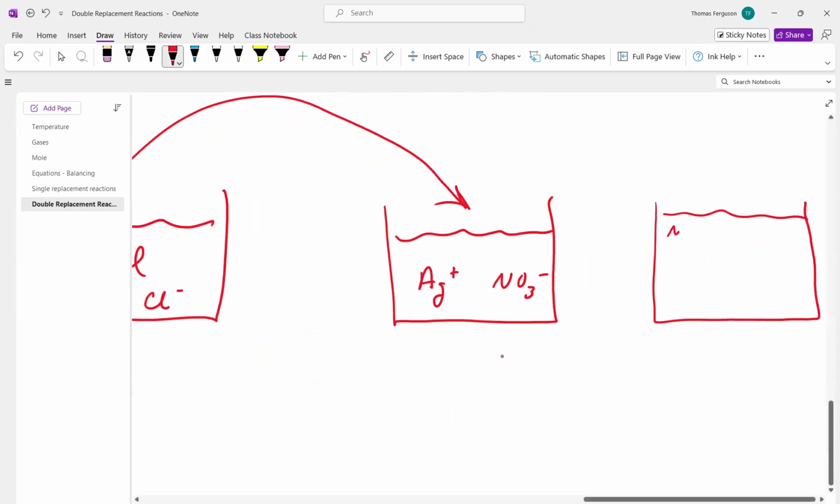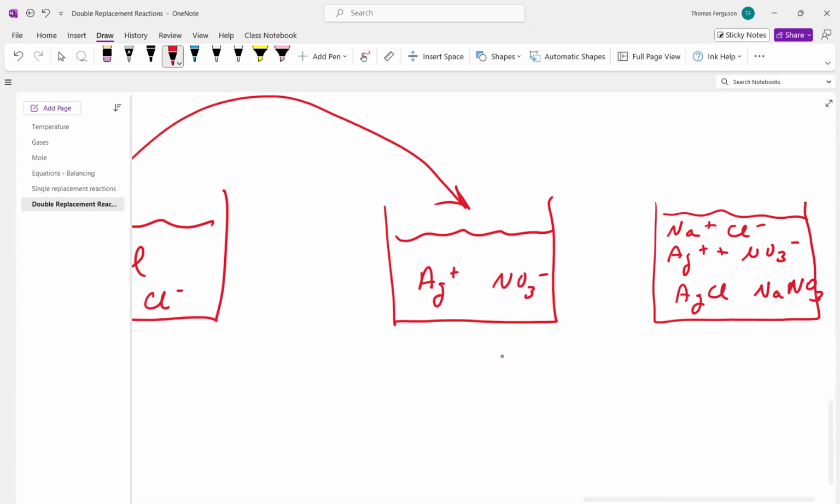We have the originals. We have two new combinations. So the question is, do the new combinations form a solid or not? That's where your tables come in. So that's the one I just showed you.